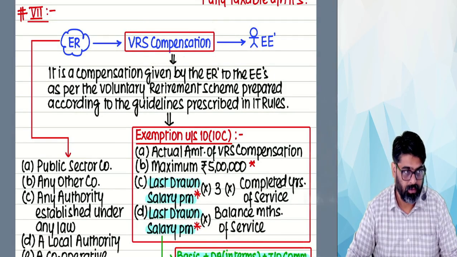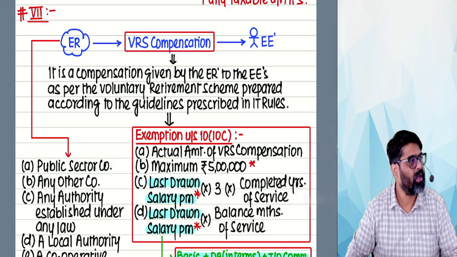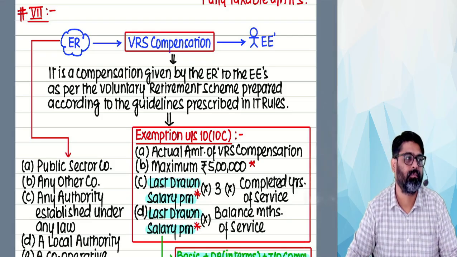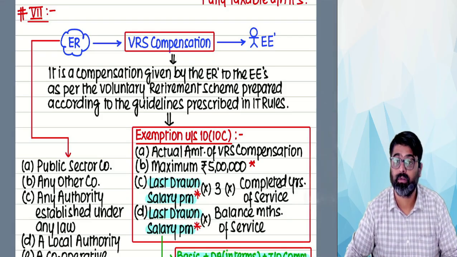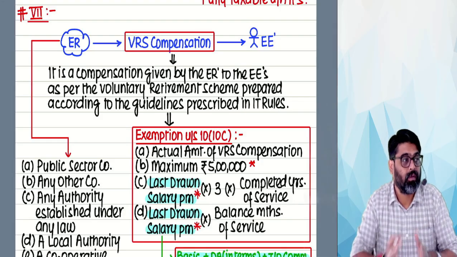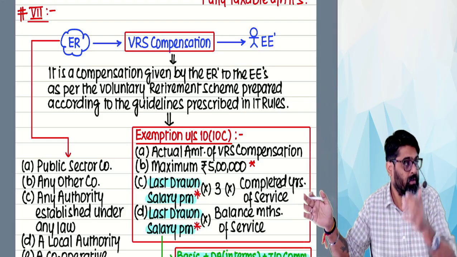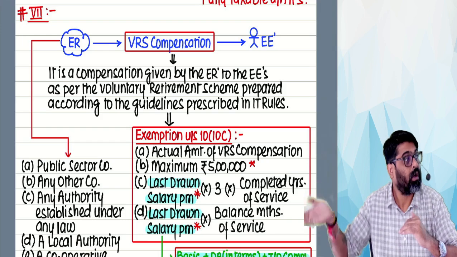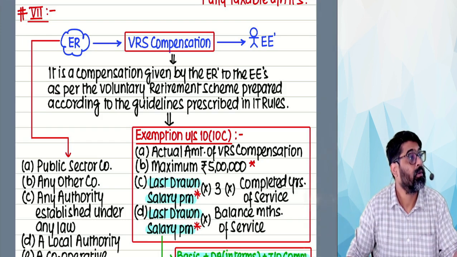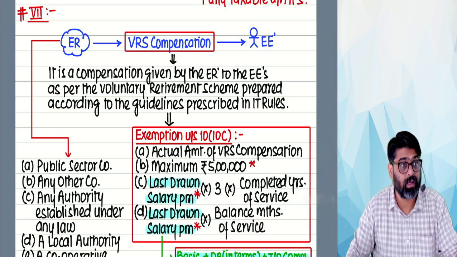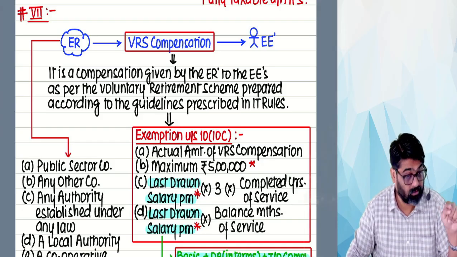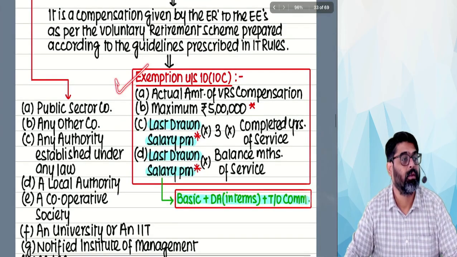That compensation which I am giving you is as good as profit in lieu of salary. It is the salary which you are not going to get because of early retirement. Against that, you are going to get this compensation. It is as good as profit in lieu of salary. But this will be exempt under section 10(10C).